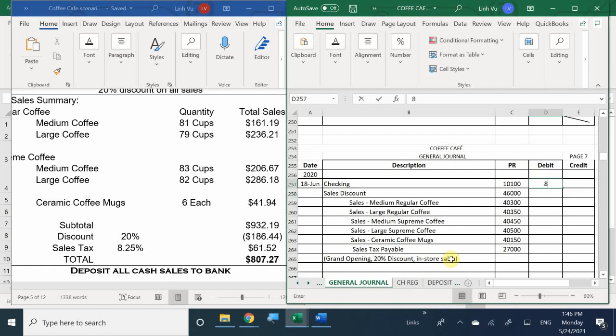18644 for sales discount. Then 16119 for medium regular coffee on the right. 23621. 20667. Yes. $286.18, $41.94, and then $61.52.